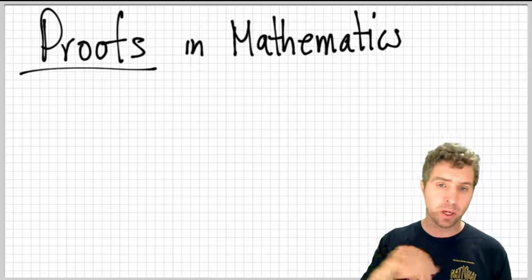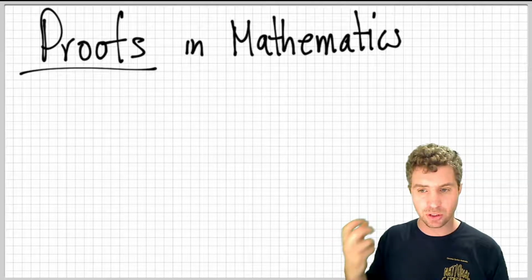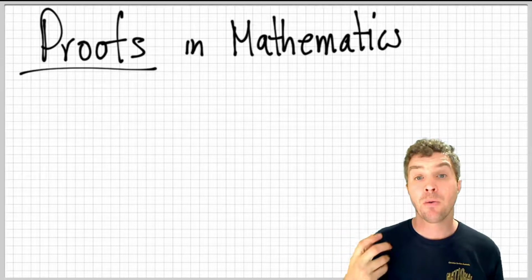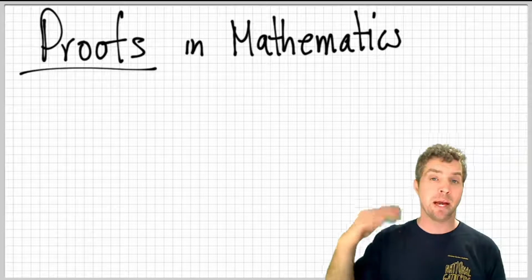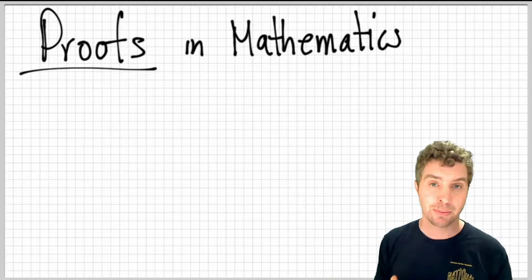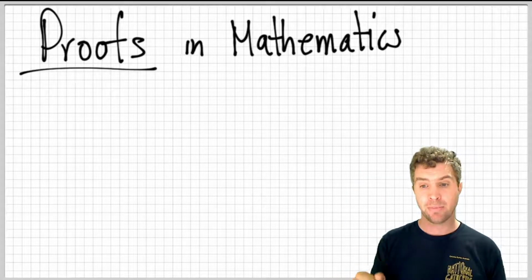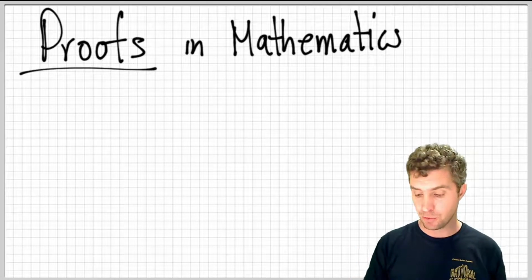So I'm going to talk about what a proof is, just give you a bit of a definition, talk about some key terms here. We'll look at what proofs look like, how to set out a proof, and then we'll do an example of a geometric proof to start off with.